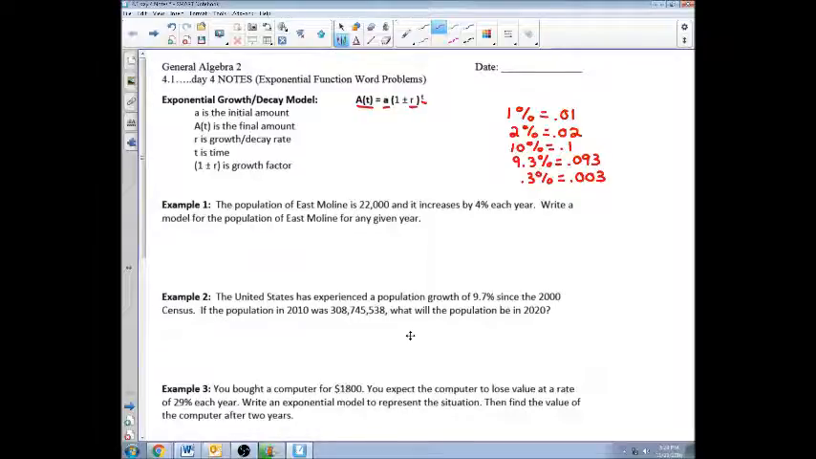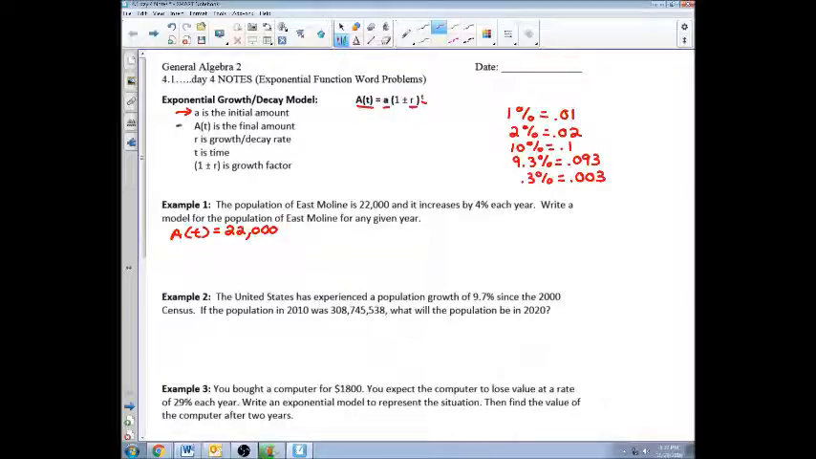All right. So the things that we are looking for, we're looking for the initial amount. What out of this story problem could possibly be our initial amount? Well, it talks about population of East Moline is 22,000. Well, I would say that's probably our initial amount. So A of t is just going to be basically like what we would write for y. A of t would equal 22,000. Okay?